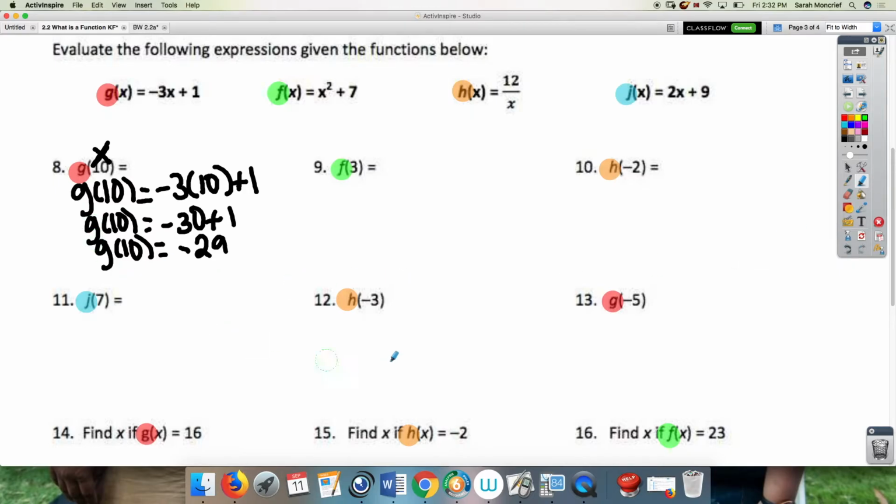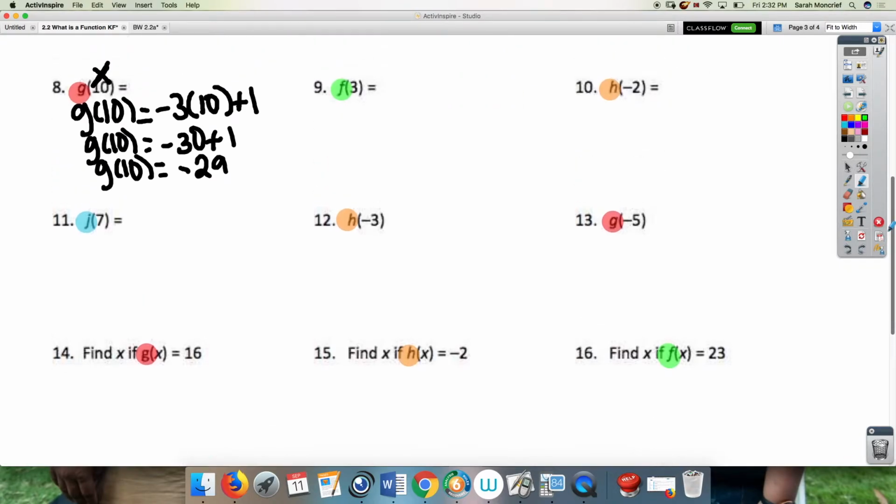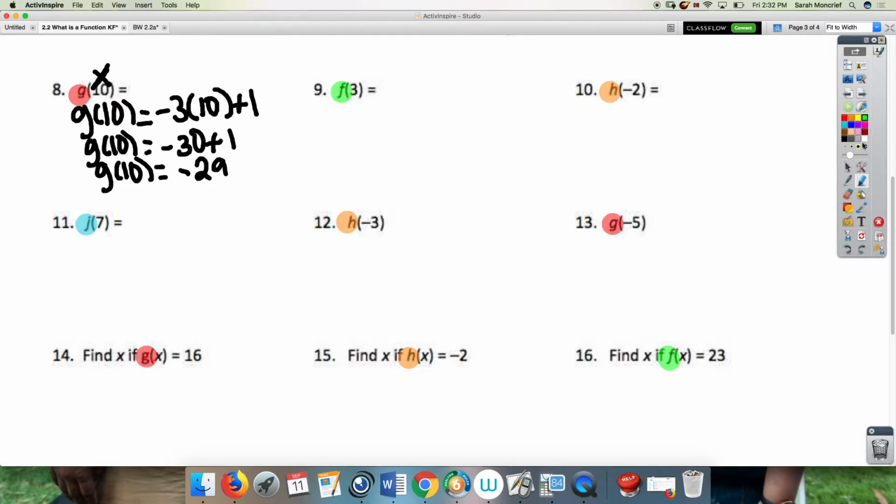So, while we're looking at the ones down here, let's go ahead and solve 16. Now, 16 says find x if f of x is equal to 23. Now, did this one give us x?